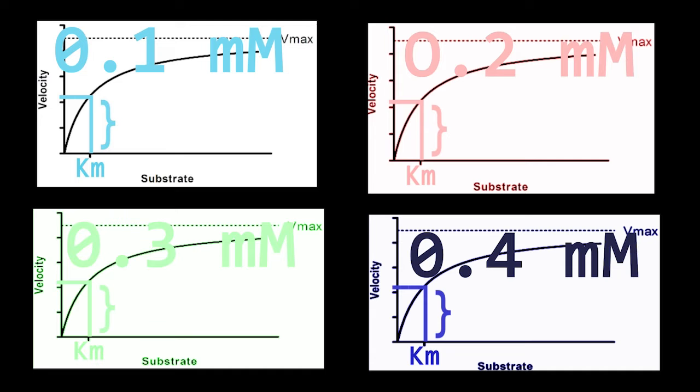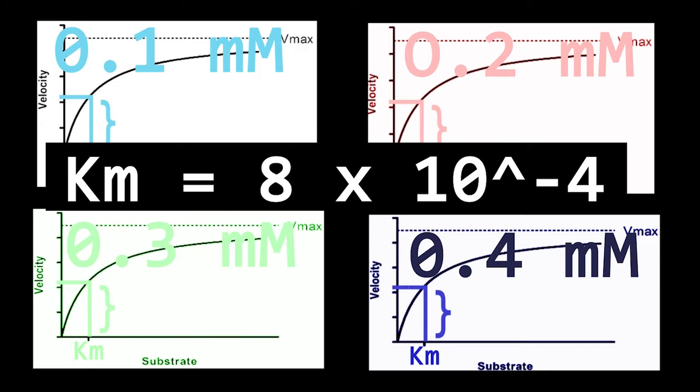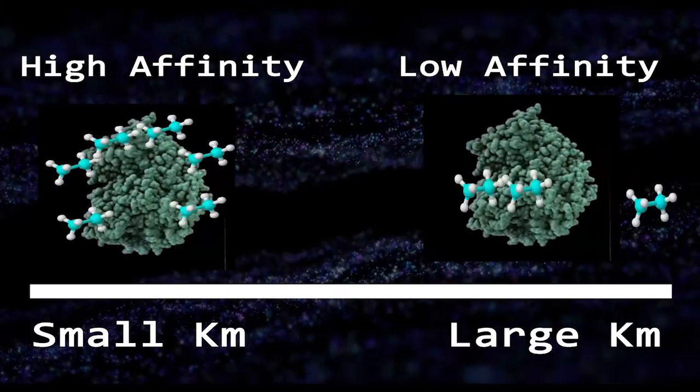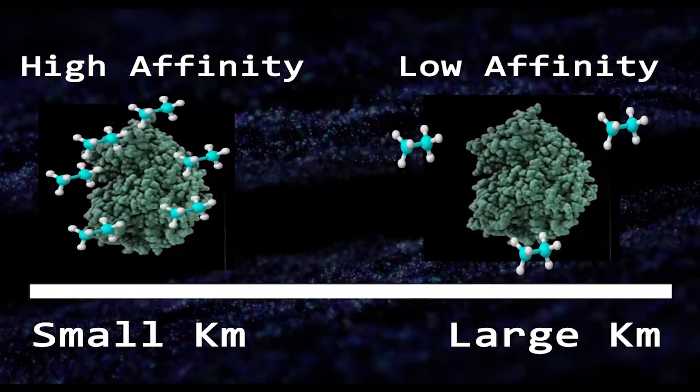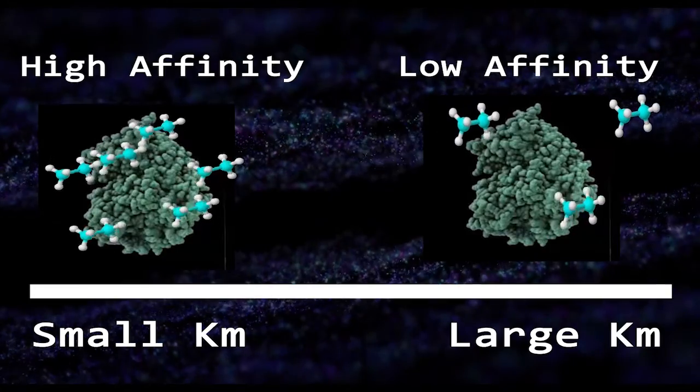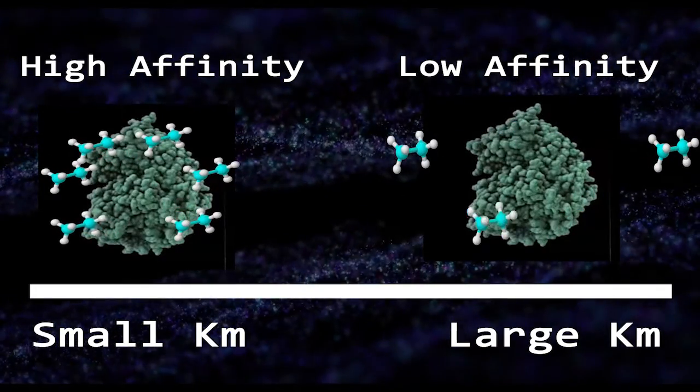While the Vmax value changes when the substrate concentration changes, the Km value remains constant for a particular enzyme and is a measure of an enzyme's tendency to bind to its substrate. As the Km increases, the affinity that the enzyme has for the substrate decreases, and as the Km decreases, the affinity that the enzyme has for the substrate increases.